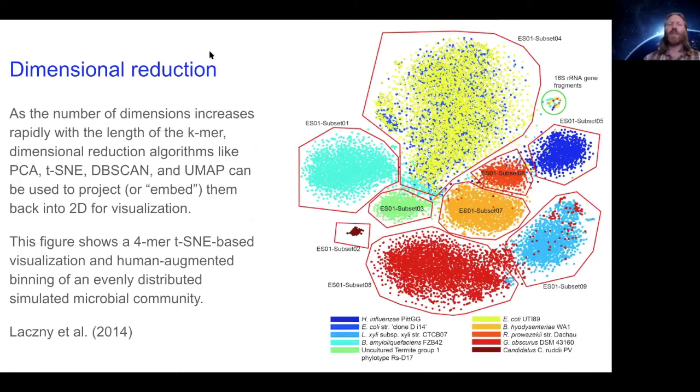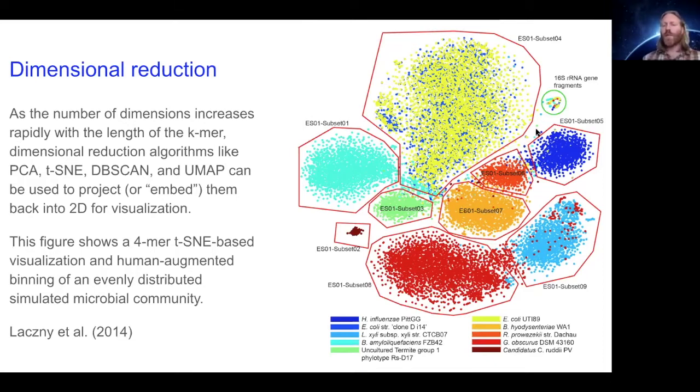16S gene fragments. So this is an example of using this high dimensional data in a form that can be simplified to look at in 2 dimensions. This is called dimensional reduction. And what it does is it takes the, in this case, 256 dimensional data that we get from breaking down the genome in the previous graph into Kmers and projecting it back into only 2 dimensions.